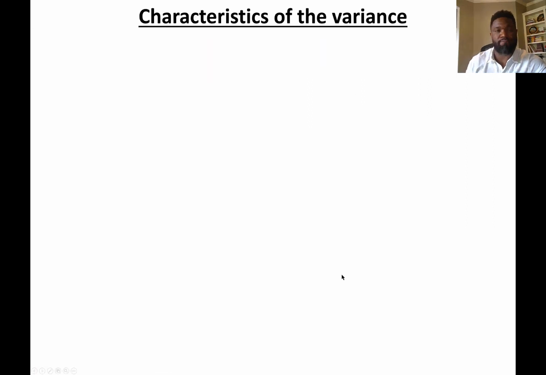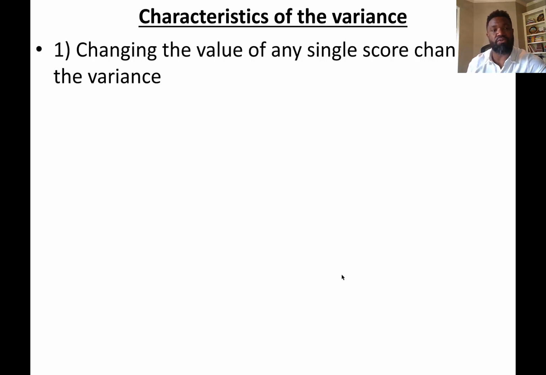So let's talk about the characteristics of the variance, because just like the mean, it has these sort of weird mathematical properties that are sort of rules that I want you guys to know and understand at a very deep level. So the first thing is that changing the value of any single score changes the variance, okay? So just like the mean, if I had a set of scores and I changed one of them to something different, the mean would change. Well, if I changed it to something else, the variance would also change, right? So changing any single score changes your variability, and it changes the estimates of the variance and the standard deviation.